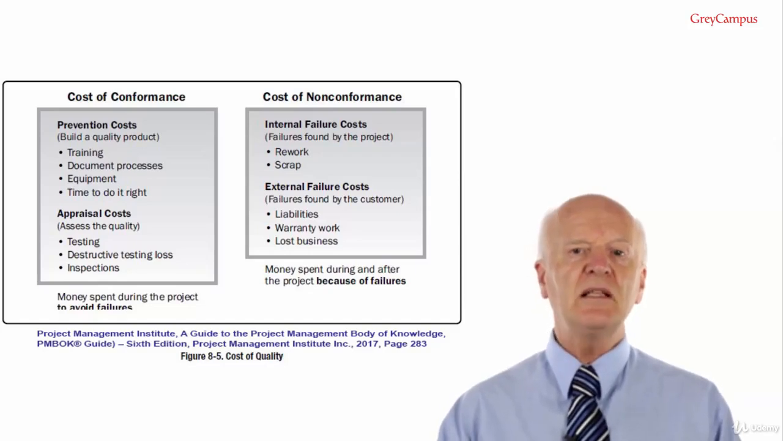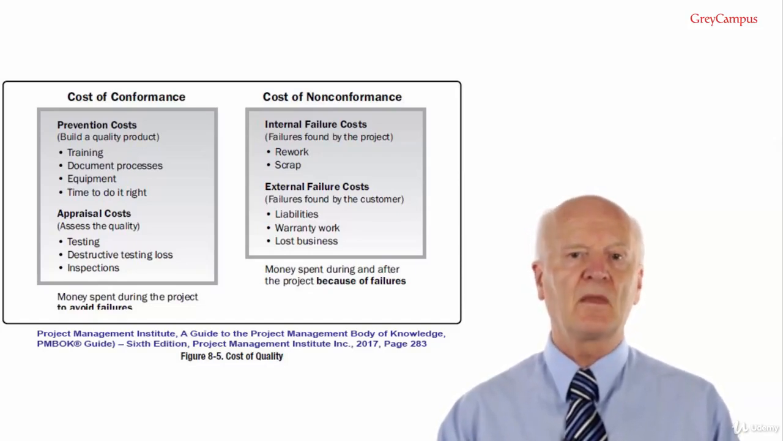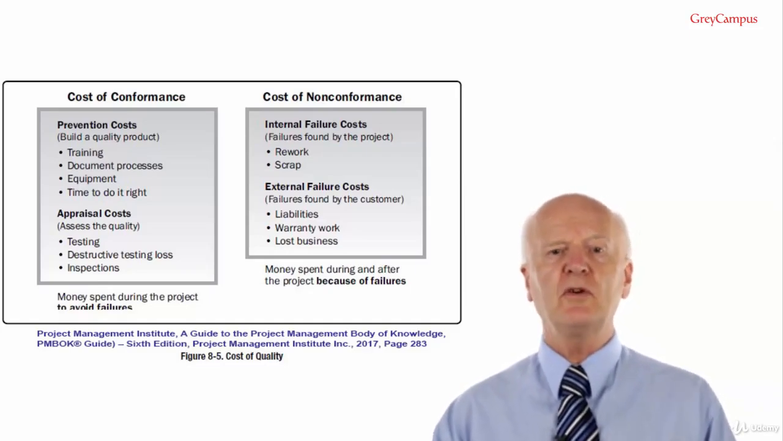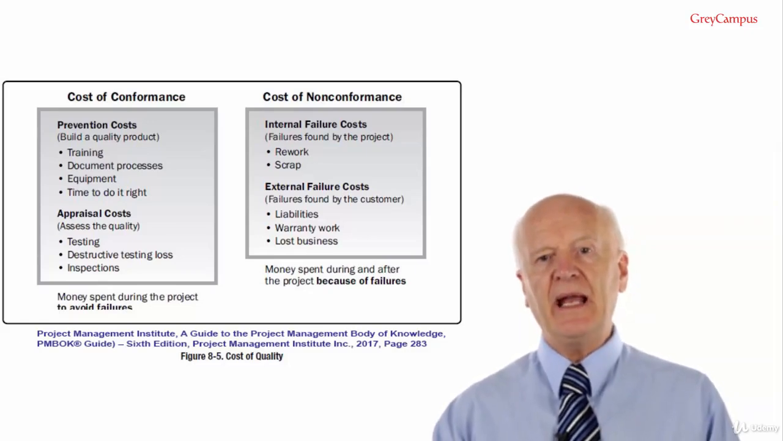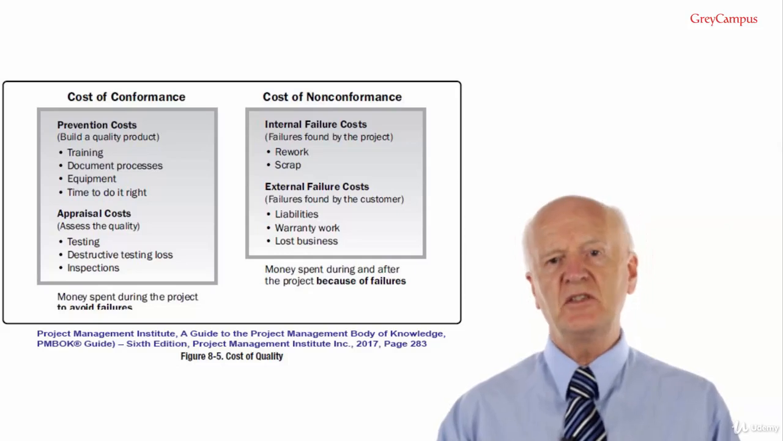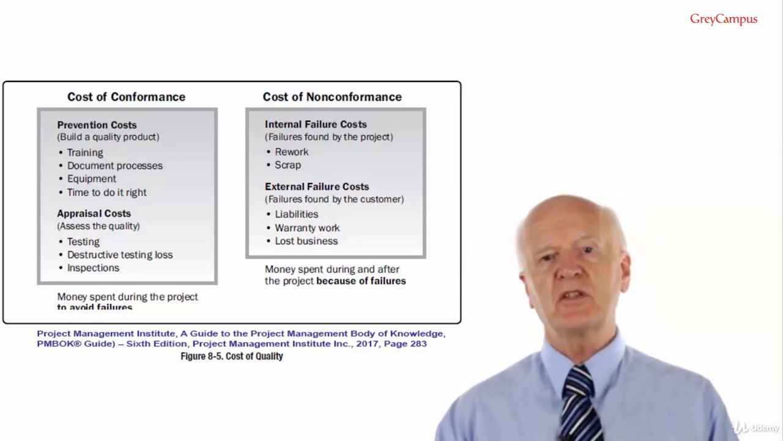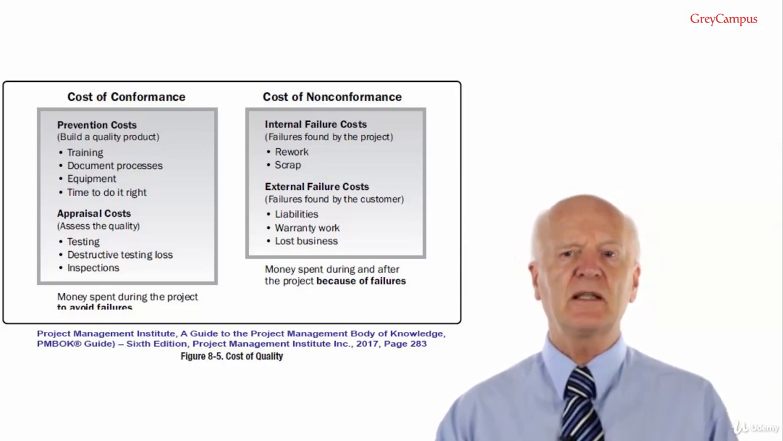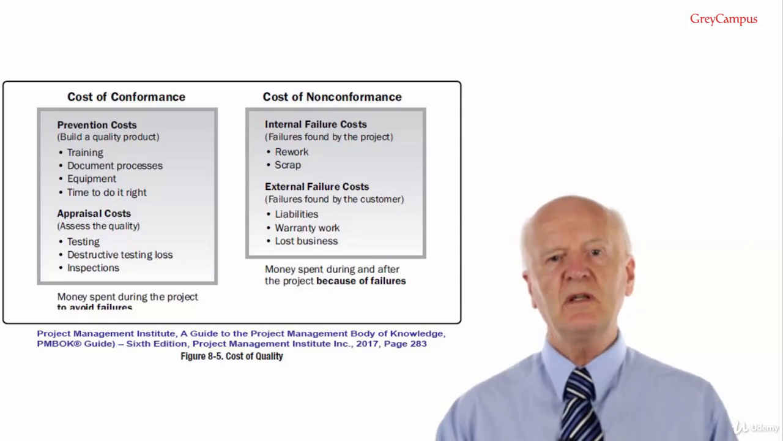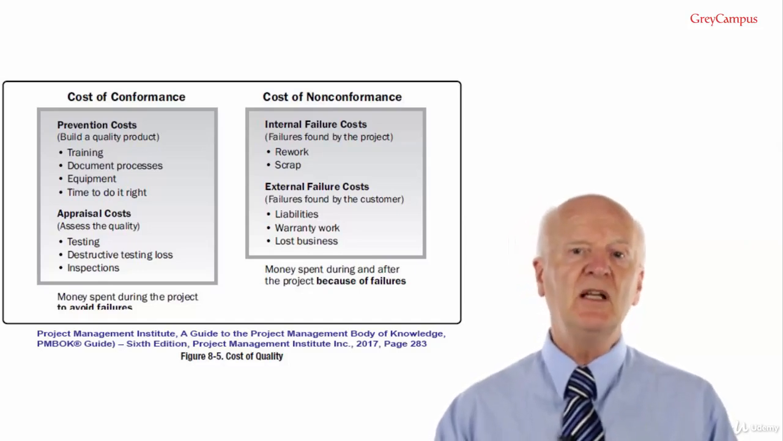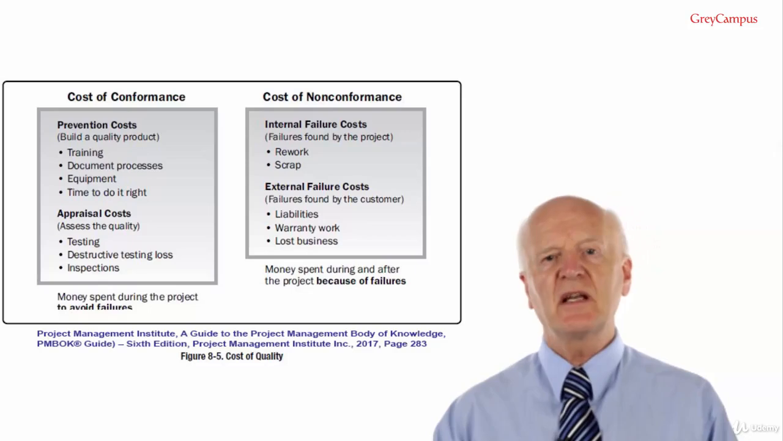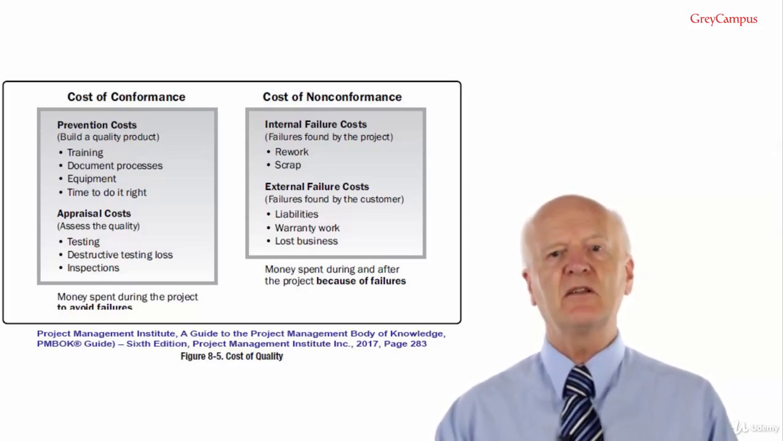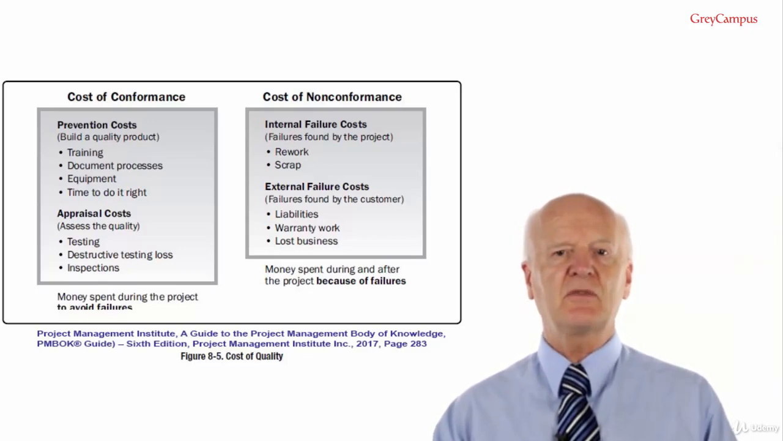Figure 8.5 lists examples for each cost group. In the left-hand column are the costs of conformance. Prevention costs are training, document processes, equipment, and these are all extra costs over your standard costs, e.g. extra or better equipment just to improve quality, and also the time to do it right. I'm sure you've heard the saying before, there's never enough time to do it right the first time, but there's always enough time to fix it. Sad but true. However, there's another saying, let's take the time to get it right the first time and add that cost to the cost of quality.